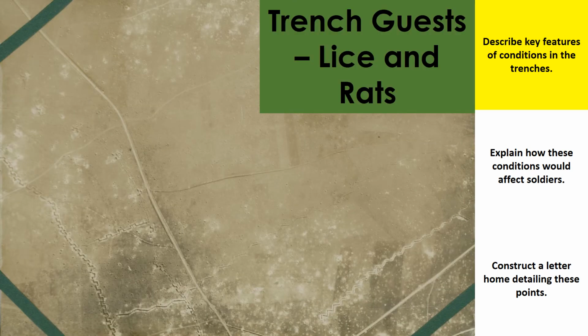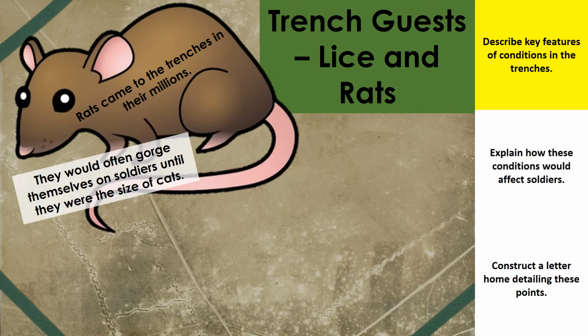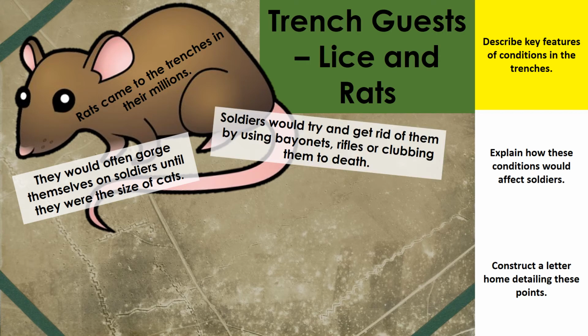Now, other issues that soldiers faced in the trench, which you would have found out from your information sheet, was lice and rats. Now, rats came to the trenches in their millions. They would often end up eating soldiers until they were the size of cats. Dead soldiers would be fed upon by the rats, so you had rats that got the size of small cats. Now, soldiers would try and get rid of them by using bayonets, rifles, or actually clubbing them to death if they could.